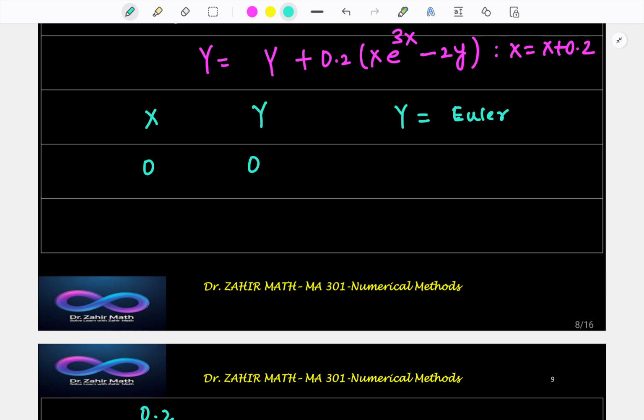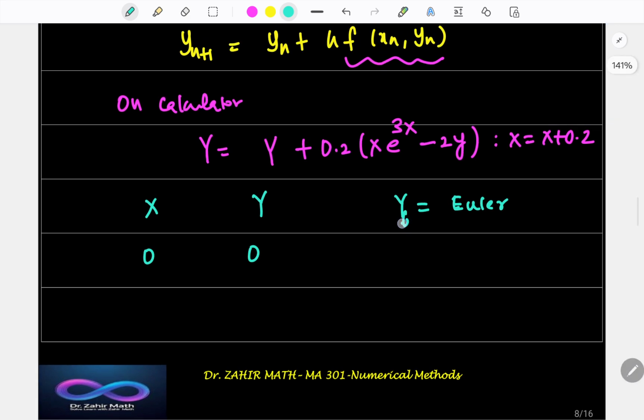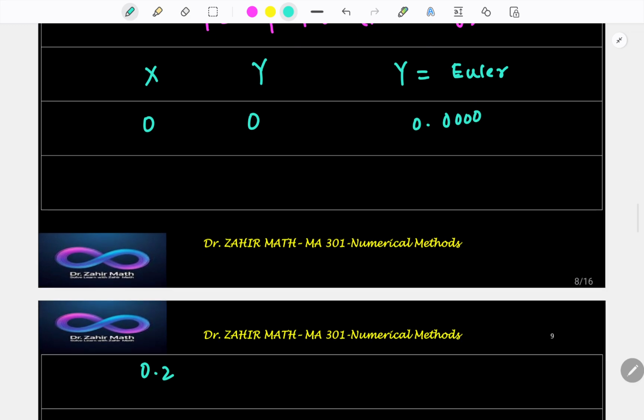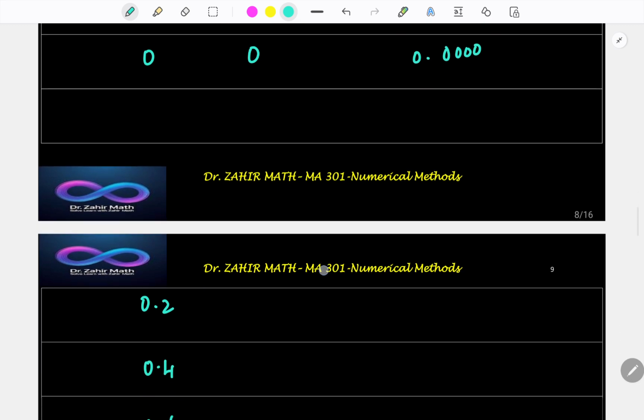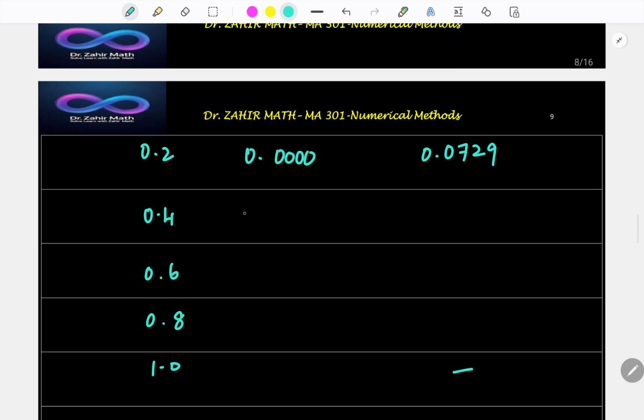Just wait for a while. Yes, I come back with the values. 0, 0. I'm getting 0.0000. And then after that, I press this one. Jumping to 0.2 and the y value is 0.000, and I'm getting 0.0729. Again I press equal sign step by step. You press equal carefully. 0.9116. Again press equal carefully and you will get 2.3106.